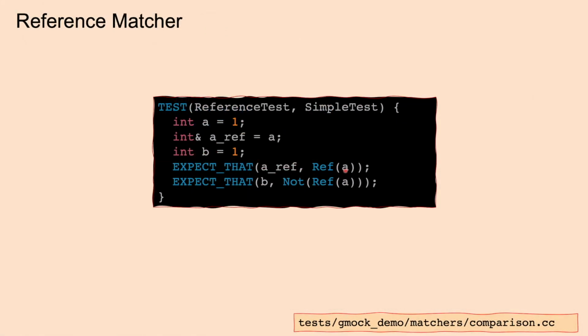Using a reference matcher, I can check if a variable is a reference to another variable. For example, here I have a variable called a, and I have a reference to a called aref. Now that I have this, I can say expect that aref is a reference of a. And similarly, for a separate variable called b, I can say expect that b is not a reference of a. And by the way, not is another simple matcher that you can chain with other matchers to invert their meaning.